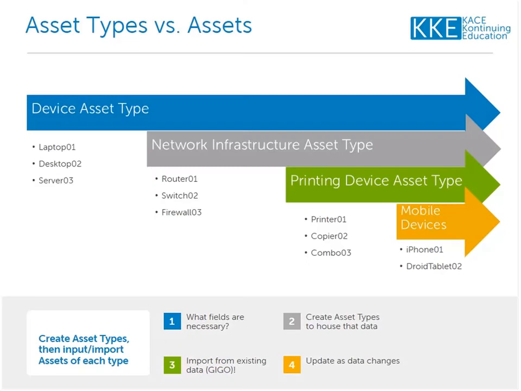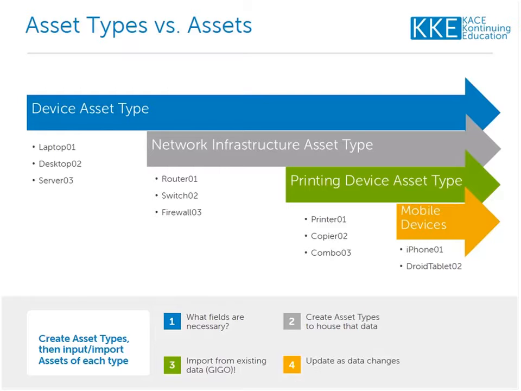Okay, so we have asset types versus the actual assets themselves. And we mentioned this a little bit already, but asset types might be something like devices, network infrastructure, printing, mobile devices, also intangible things like software licenses, purchase order numbers, the vendors that you might have. Basically, think of asset types as a high-level category, and then each asset type can have multiple different fields customized on them.